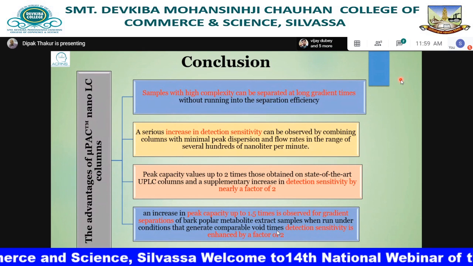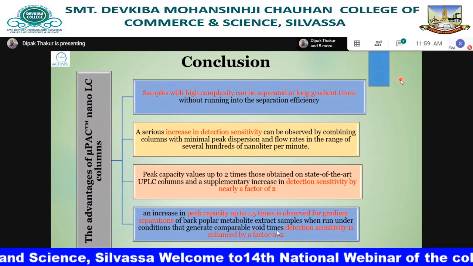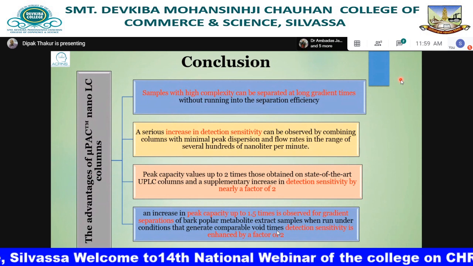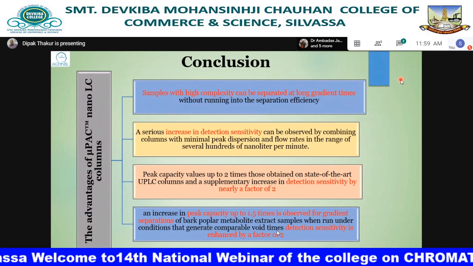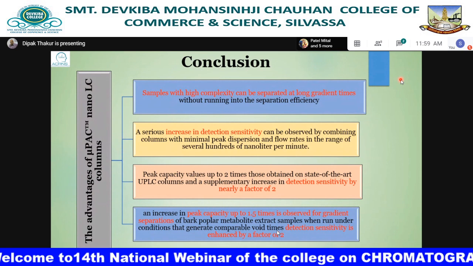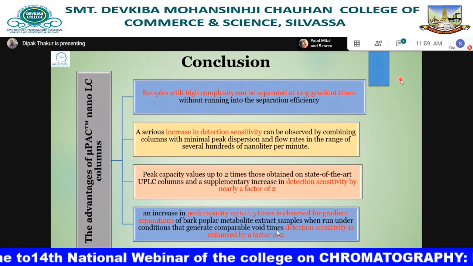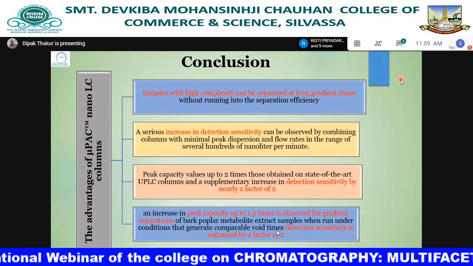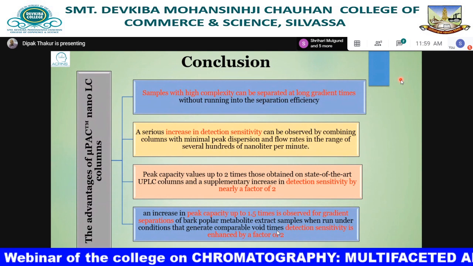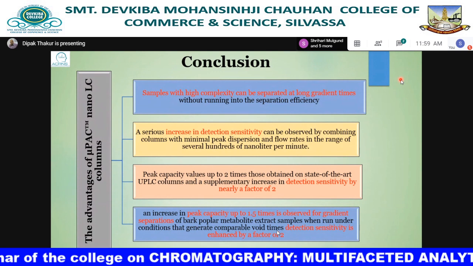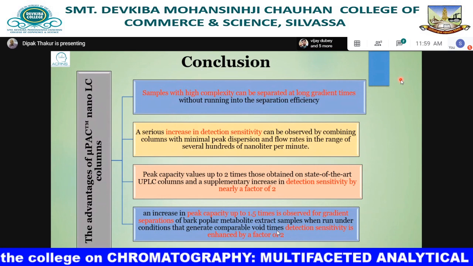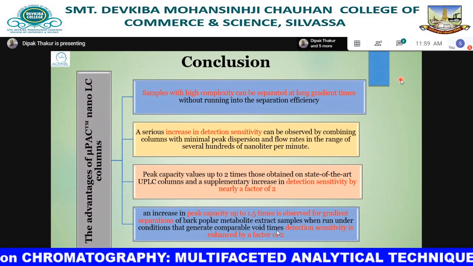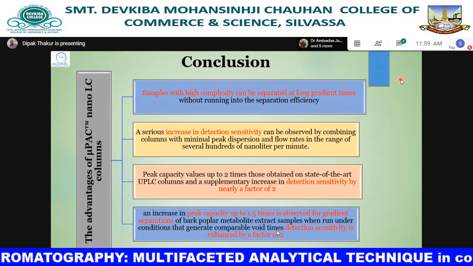Peak capacity values can be taken to almost 2 times that of the state of the art UPLC column. I'm always saying state of the art because this is the latest in the market, the best performers in the market. And there is around a 1.5 times increase in the peak capacity, which gave us 30% more identifications, right? So in conclusion, micropack column is already commercially available.